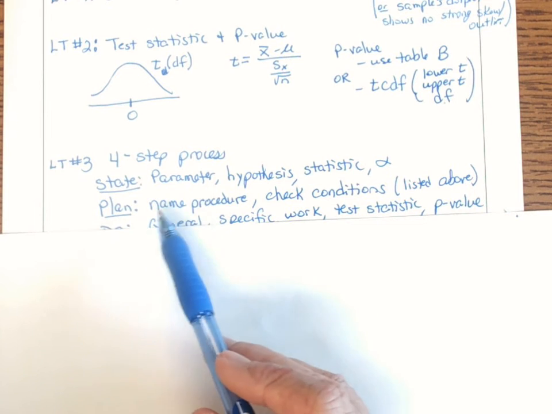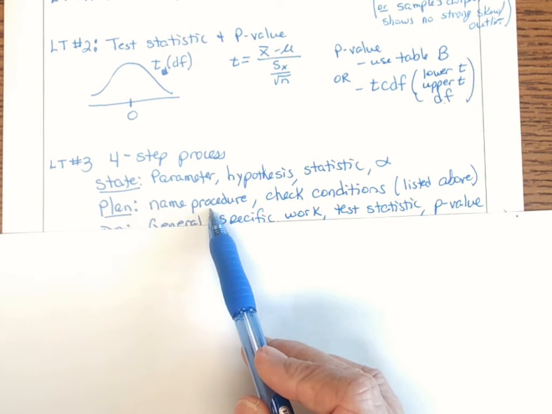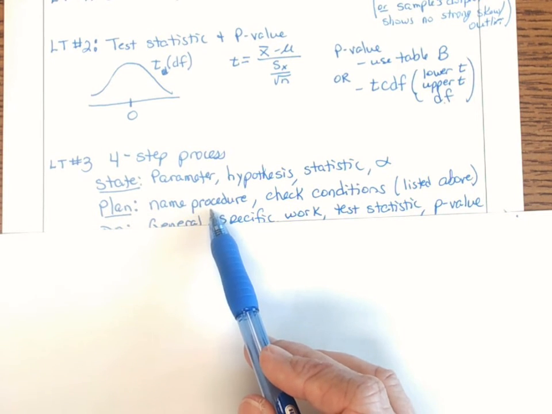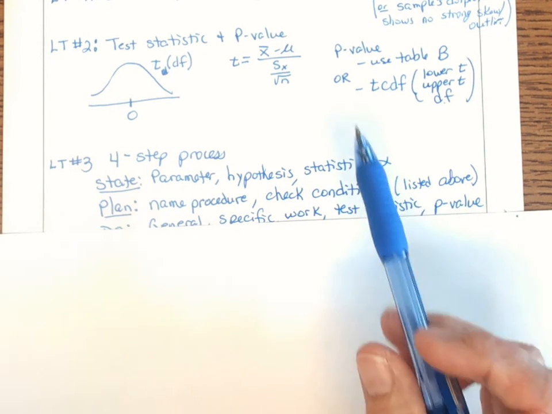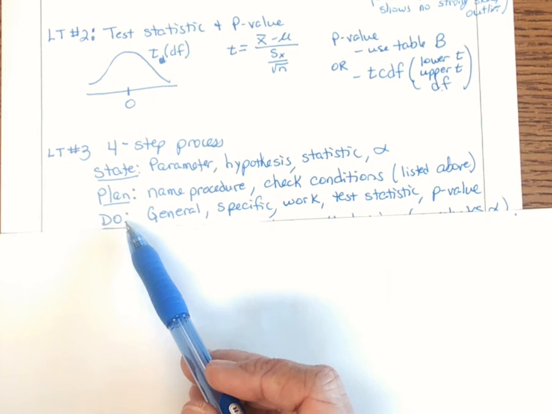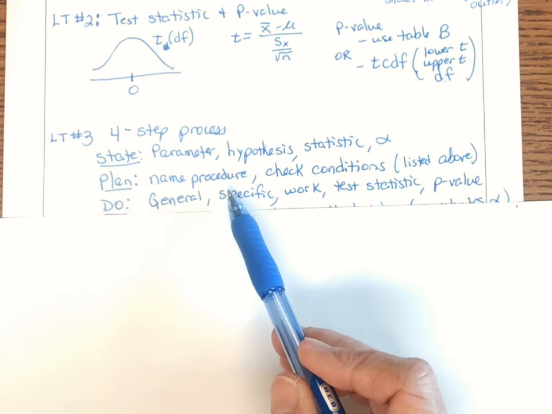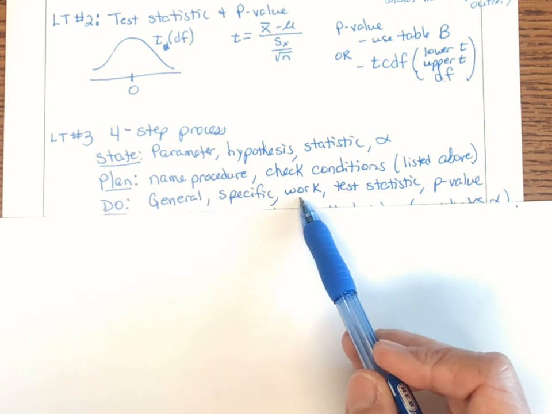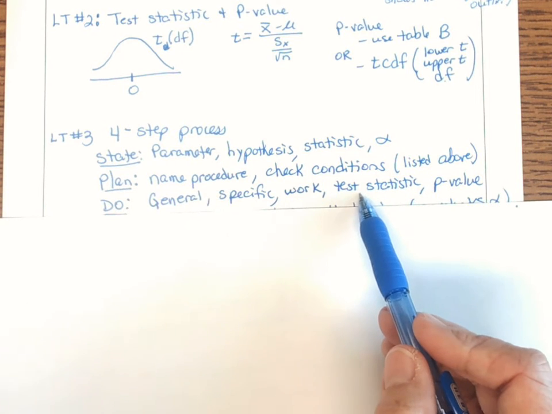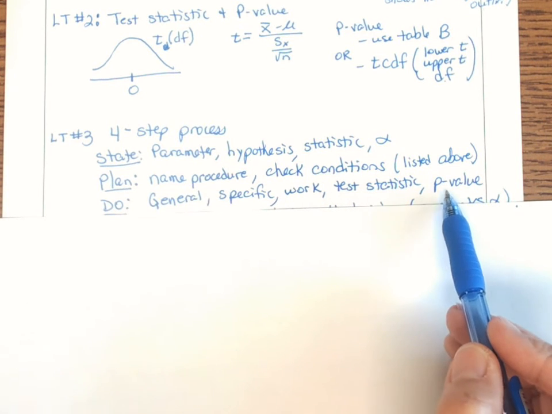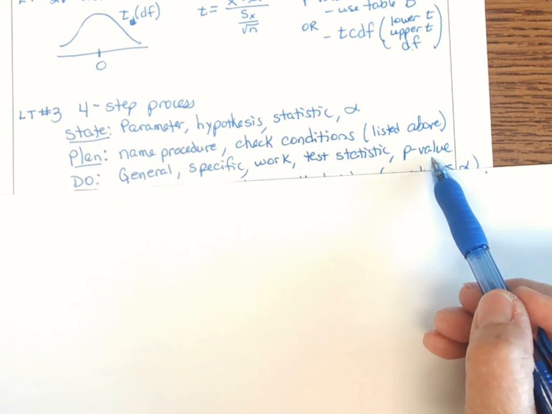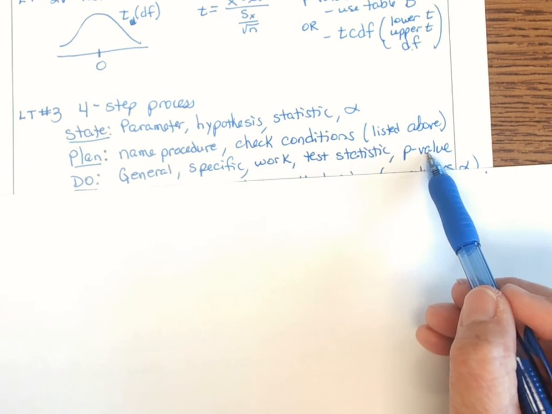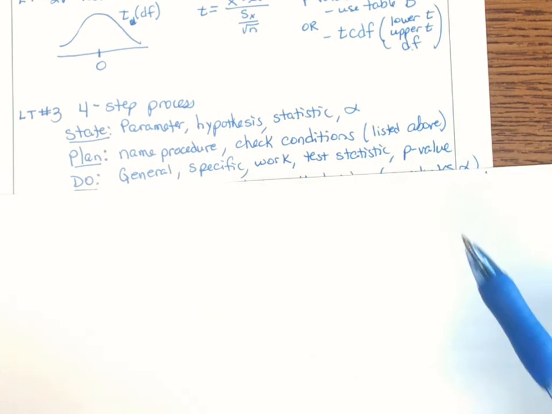In the plan step, you need to name the procedure, so one sample t-test for mu. Check all the conditions, all three listed above. The do step, the general formula, the specific formula, do the work, note what your test statistic was, and the p-value that you got. Again, if you use the calculator to find the p-value, you need to list all three inputs.